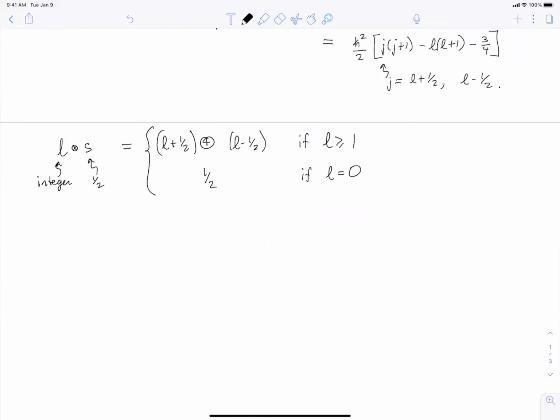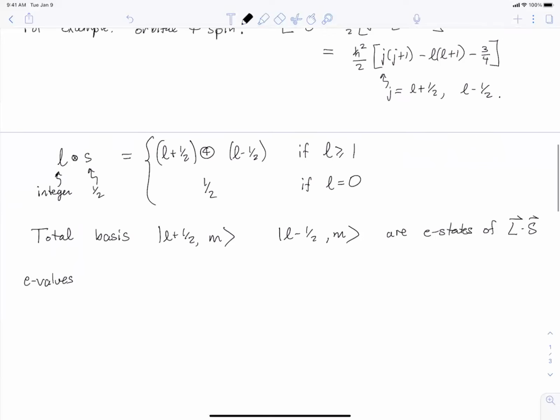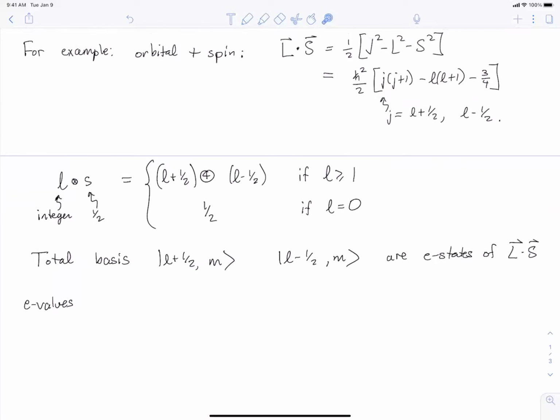All right, so the total angular momentum basis states are labeled by L plus 1/2 and their M value, and L minus 1/2 and their M values. These are eigenstates of L dot S. That's what they're mostly good for. And in fact, let's work out their eigenvalues. Okay, so what we do there is we take this formula up here and we plug in the different possibilities for J.